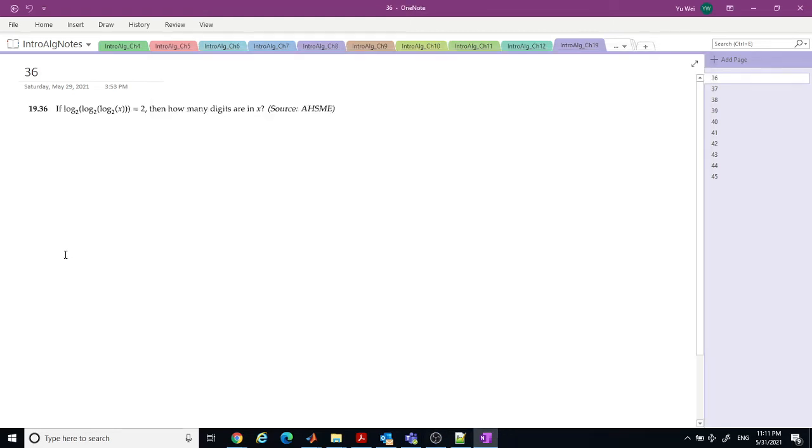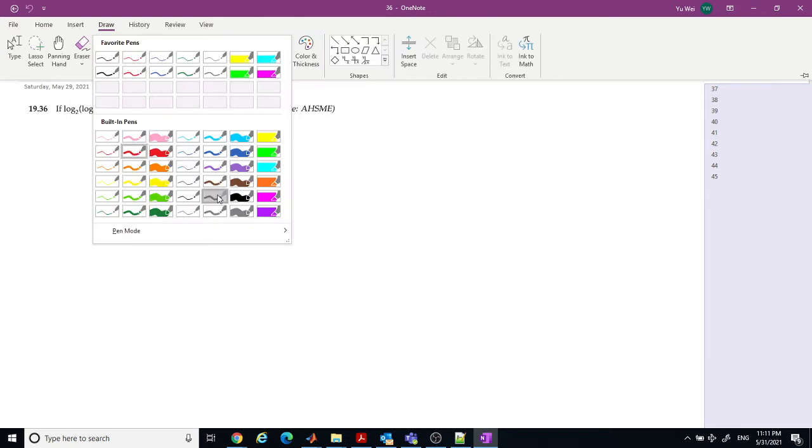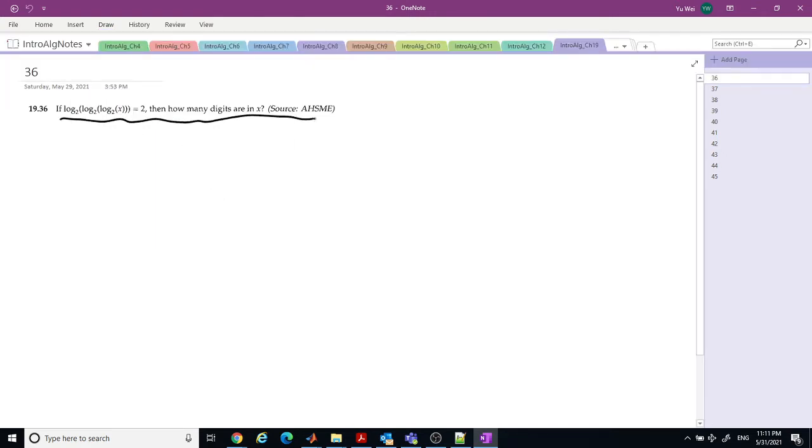Okay, so let's move on to solve the challenge problems of chapter 19. It's about the log. So the first problem is this. When we take off the log, we do the leftmost first.